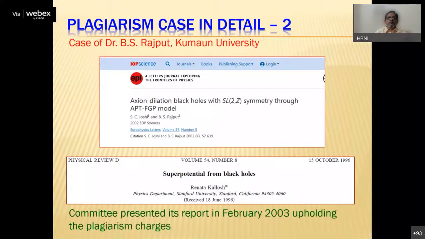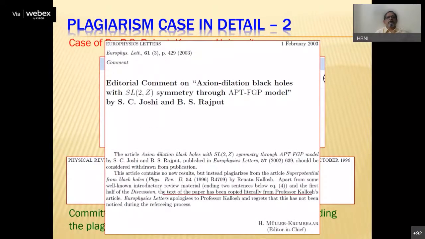So the committee presented a report in February 2003, upholding all the plagiarism charges. And this is the retraction notice given by the editor of the journal. He has written very clearly that apart from some introductory review material, the first hour discussion, the text of the paper has been copied literally from Professor Kalosh's article. And the journal apologizes to Professor Kalosh and regrets that this has not been noticed during the refereeing process. So this was the note given by the editor of that Europhysics journal.